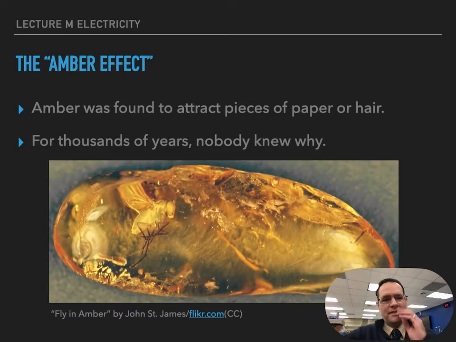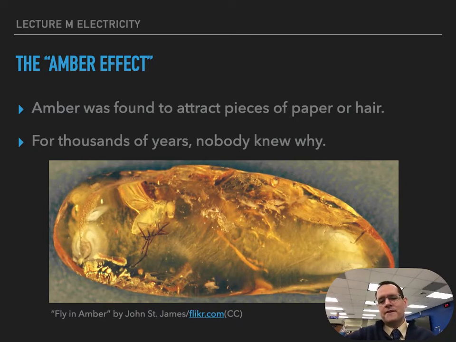Electricity is today's topic. We are in the physics module, and so we're going to be talking about electricity in this lecture and the next. So let me tell you about this weird thing called the Amber effect. To many people nowadays, electricity seems like magic. But electricity is not magic, and it can be understood and explained with science just like any other natural phenomenon.